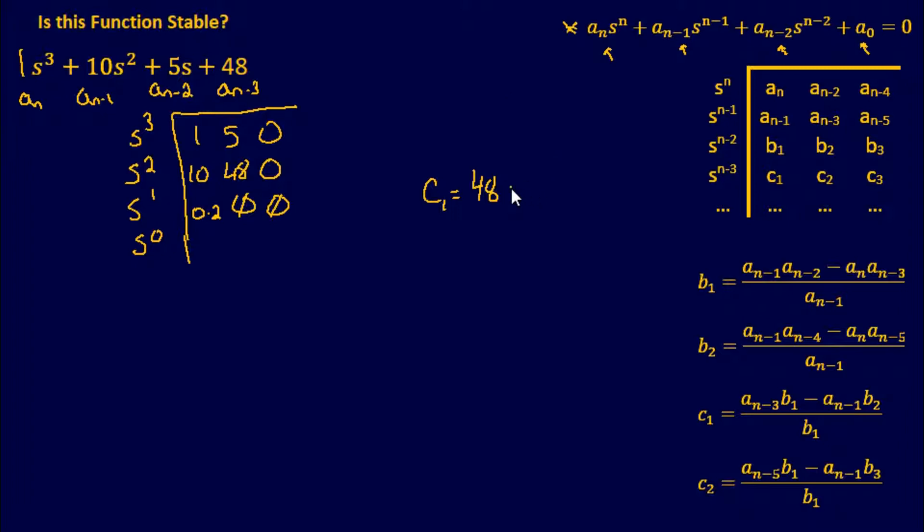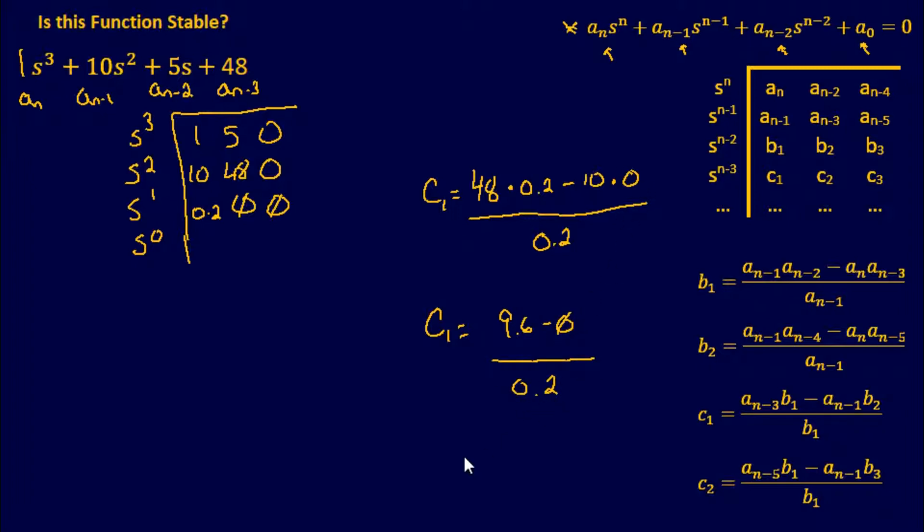All right, then we're going to times B1. B1 is 0.2, so it's times 0.2 minus a and m1, which is 10, times B2. Well, B2 was 0, so that's times 0. And that's over B1, which is 0.2. So if we plug and chug this down a little bit, it's going to be 0.6 minus 0, 10 times 0 is 0, over 0.2, which C1 would equal 48. Pretty easy plug and chug.